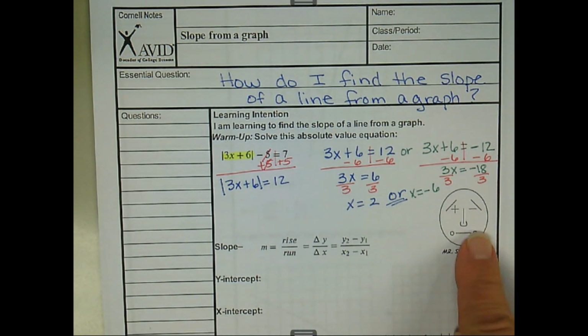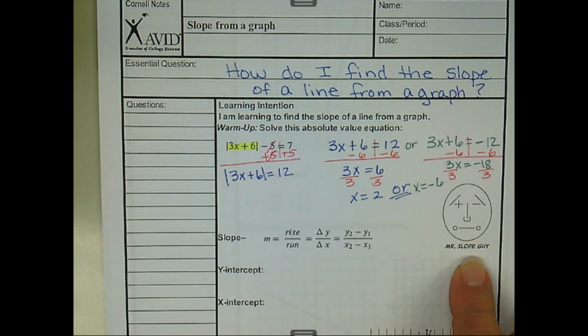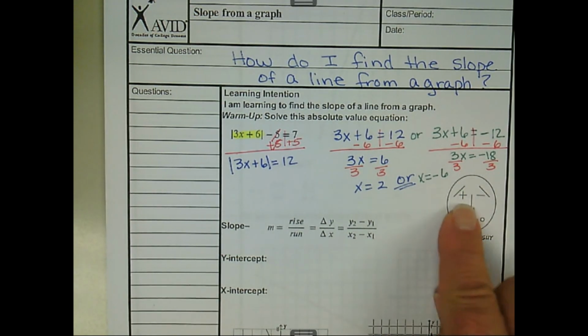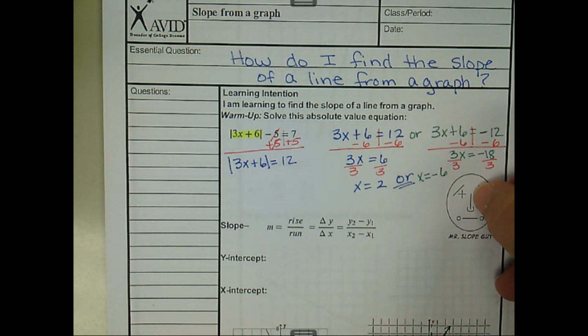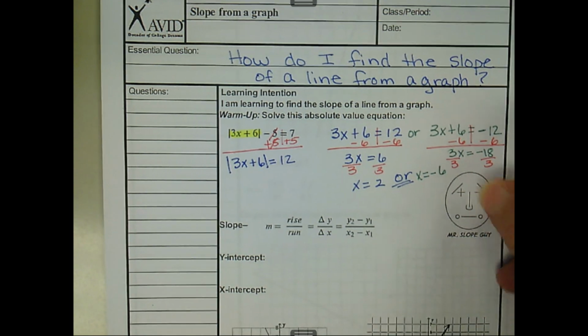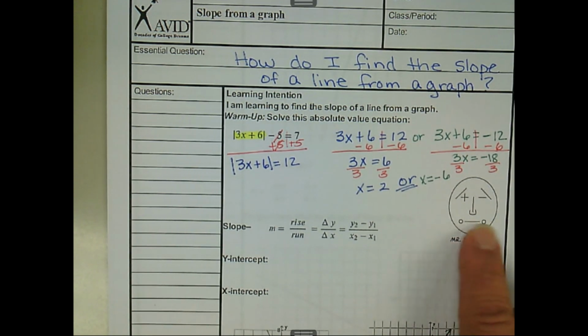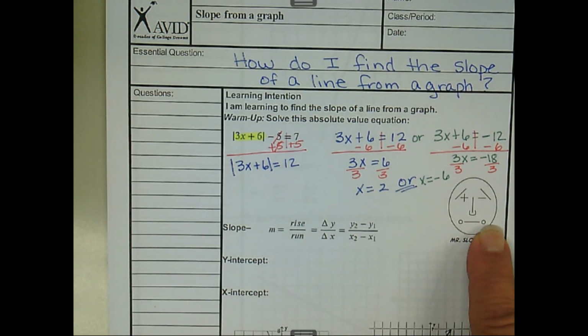Okay, now we've got this handy dandy little Mr. Slope Guy. We're learning about slope from a graph. So if I see the slope go up like this, that means it's positive. If I see it go down like this, that means it is negative. If it is straight up and down, it is undefined. If it's vertical, undefined. If it's horizontal, side to side, it is a zero slope. So we will refer back to Mr. Slope Guy as we're learning.